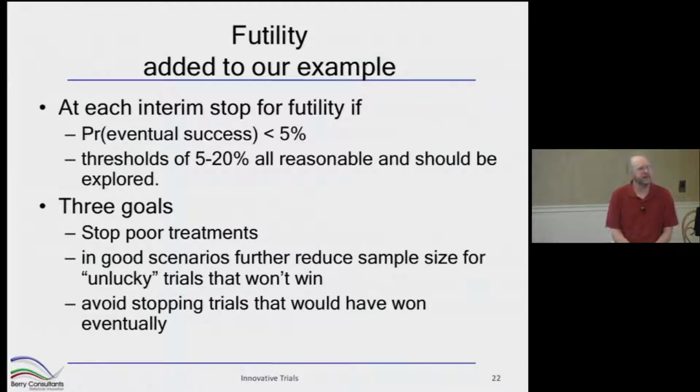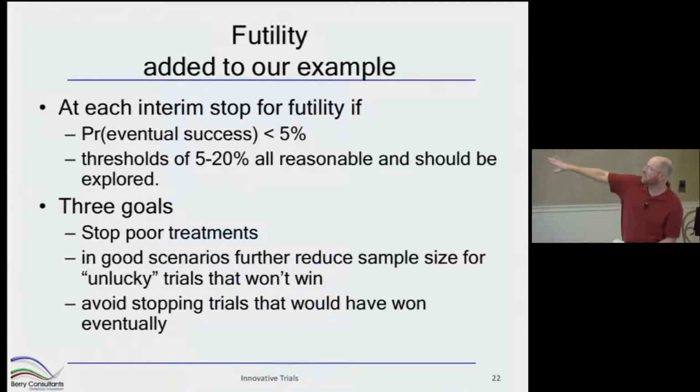All right, so I'm going to add futility to the example that I just had. And at each interim, I'm going to stop for futility if the probability of eventual success is less than 5%. Now that 6.9 I just did, I would have let that go with this rule at 5%. I would have continued on to the next interim. The value that you pick here, this is something, again, your friendly neighborhood statistician ought to be computing. If I do 5%, if I do 10%, if I do 15%, what are the consequences?